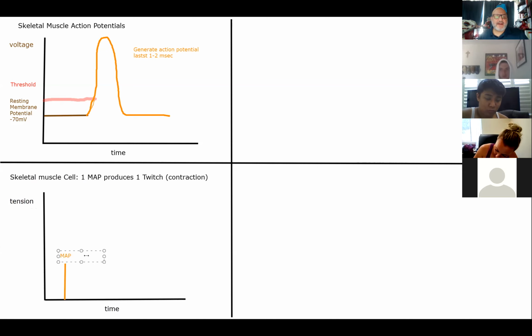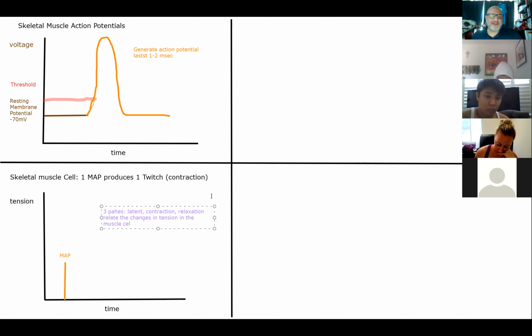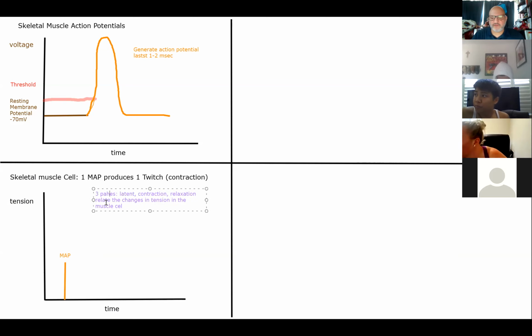Remind me again, a twitch has 3 phases to it. What are the 3 phases of a twitch? Latent period, contraction, and then relaxation. Excellent. So let's write them out. 3 phases. And those 3 phases were the latent, they were the contraction, and they were the relaxation. Excellent. And remember, all of these phases relate to changes in tension in the muscle cell. So that'll make it easy.